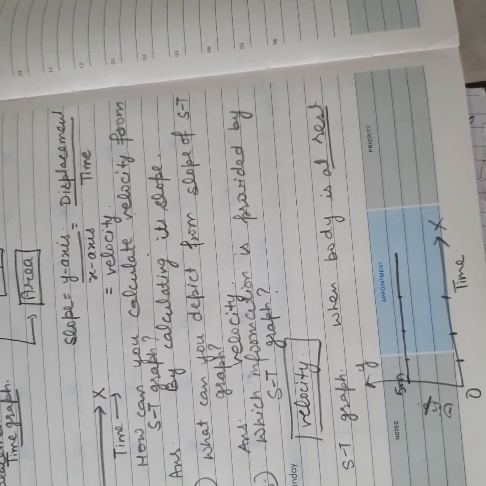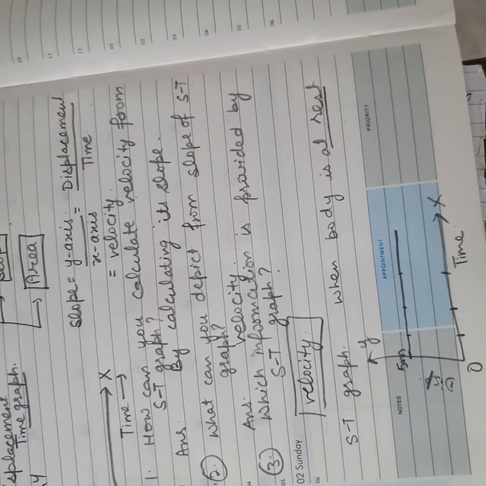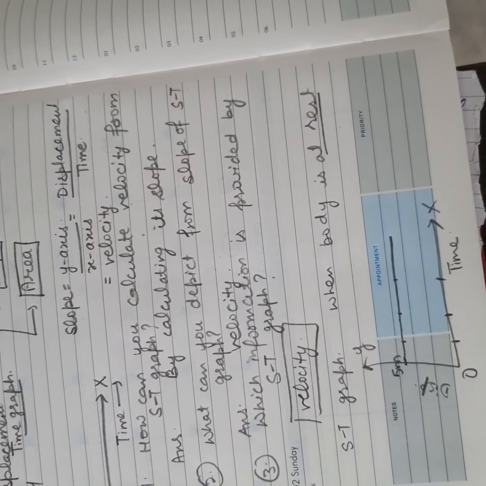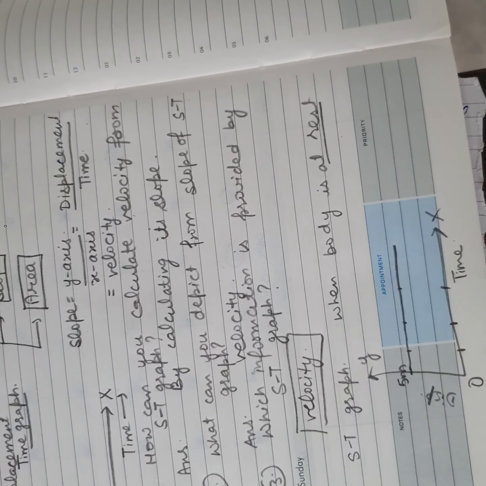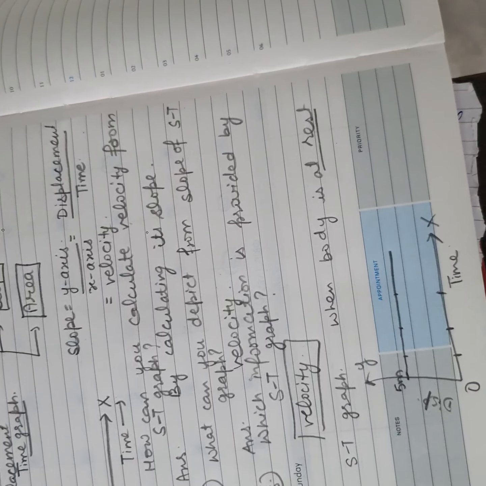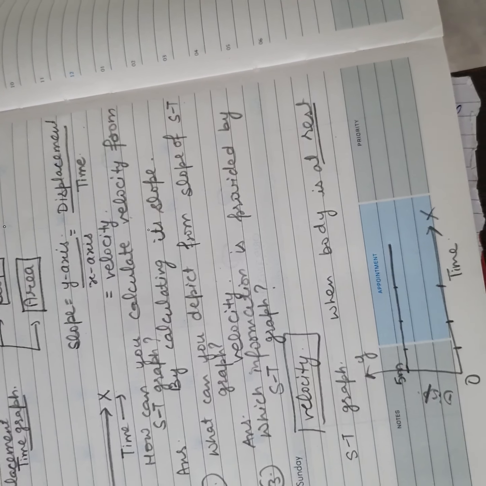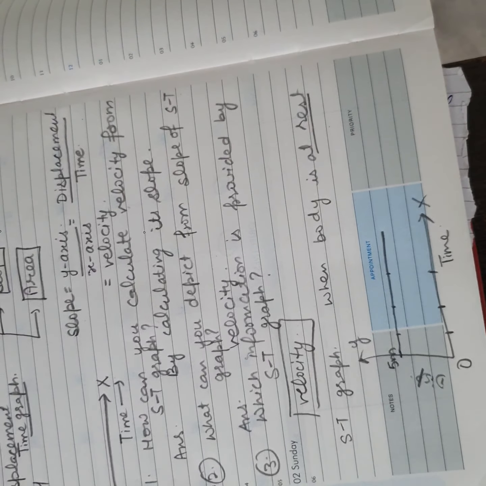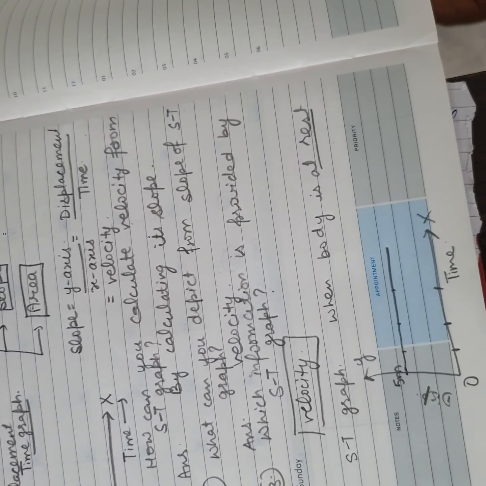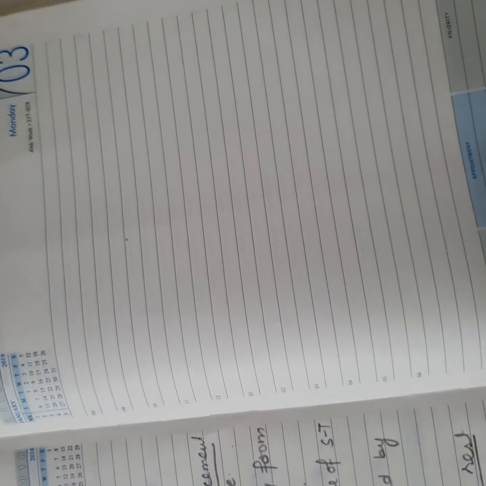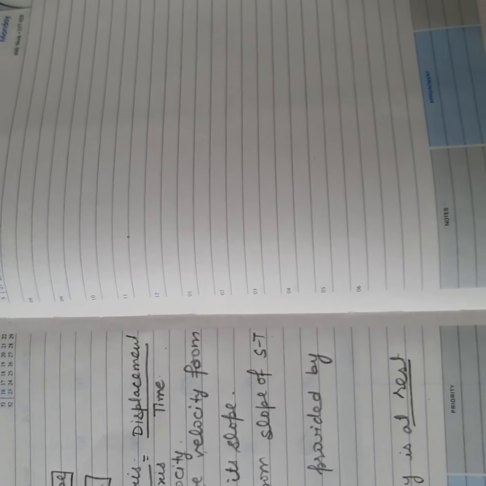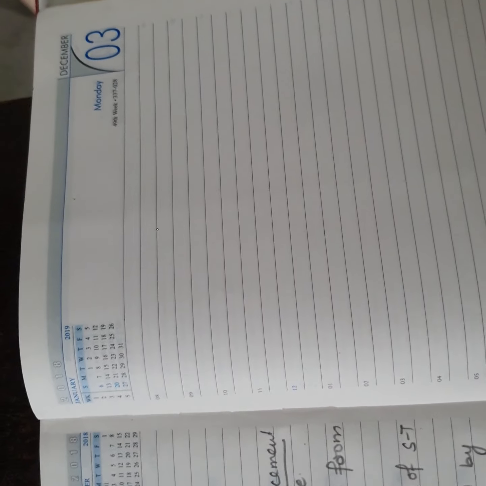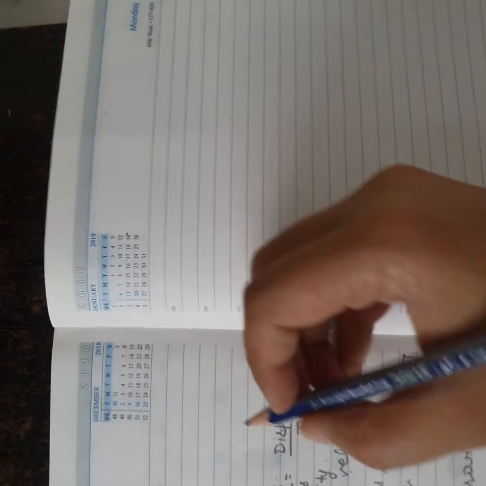Now many questions come from this topic. Number 1, which kind of graph will be drawn if the body is at rest? Draw the displacement time graph when the body is at rest. Number 2, a graph is given in the question and they ask which condition this graph represents. These types of questions arise from here.